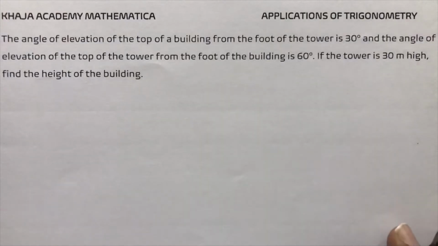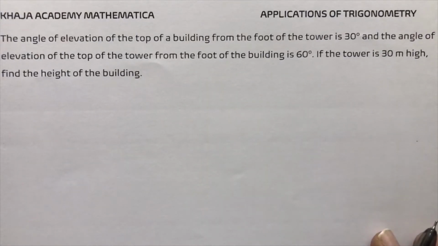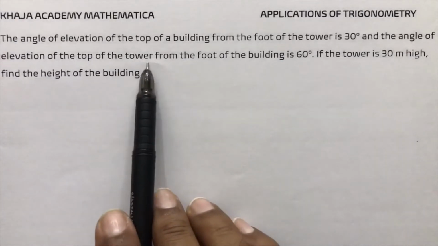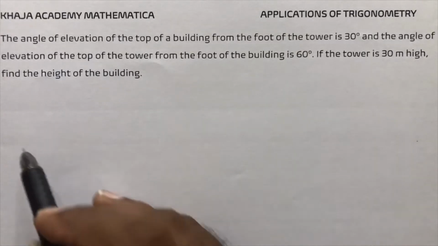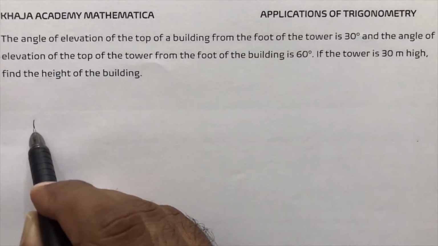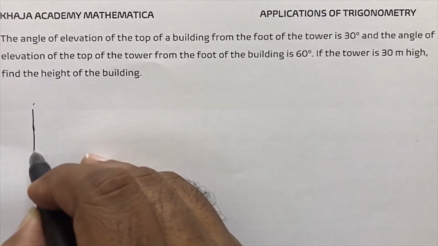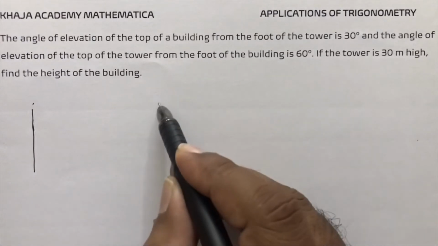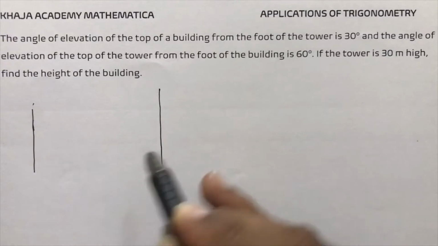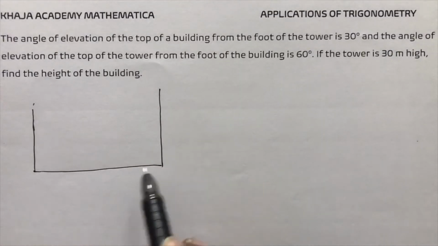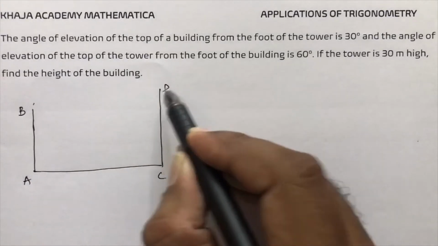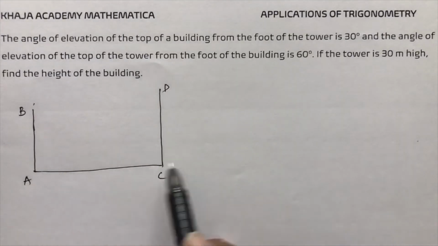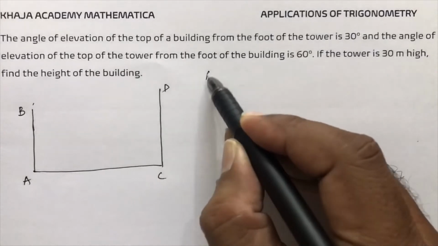The angle of elevation of the top of a building from the foot of a tower is 30 degrees and the angle of elevation of the top of the tower from the foot of the building is 60. So here you need to draw one building and tower. So you can take building and this you can take as tower. So A, B, C, D. AB is a building, CD is a tower.